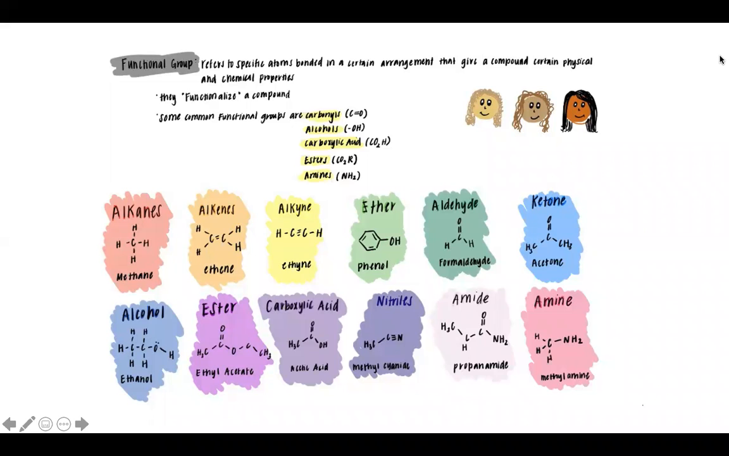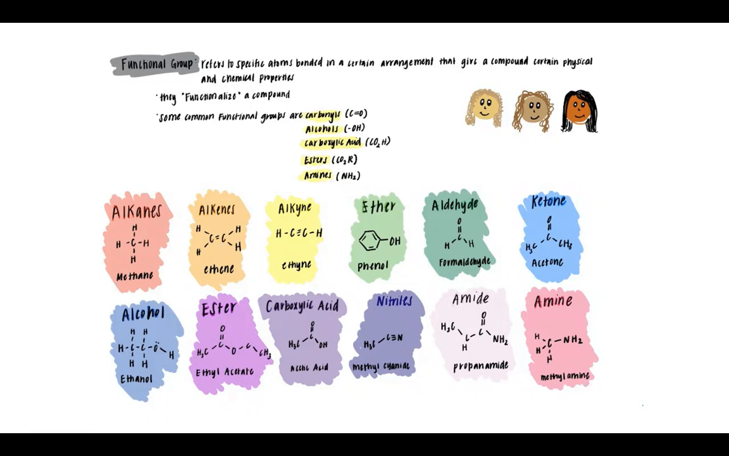Hello, today we're going to be talking about the most common functional groups that you might see in biology. Functional groups are groups of specific atoms bound in a certain arrangement that give a compound certain physical and chemical characteristics. It can be said that functional groups give that molecule its function, and this is because each functional group can bond, dissolve, or undergo specific reactions that will give the molecule a function.